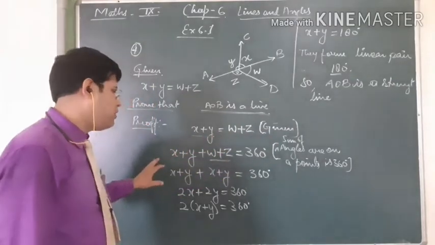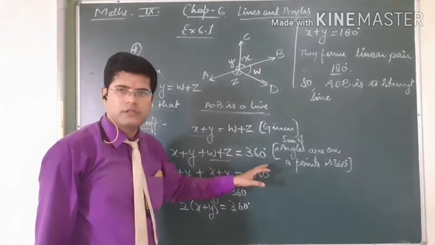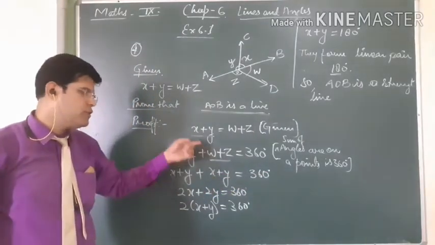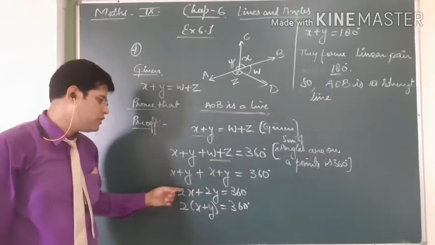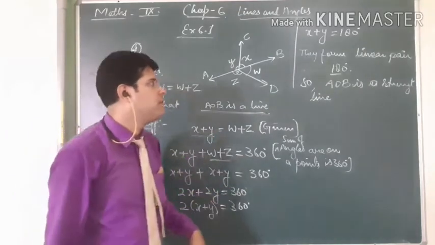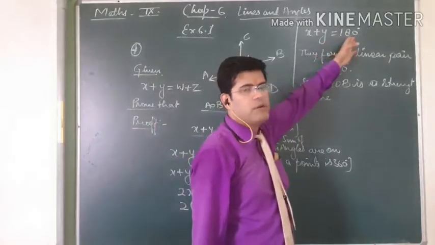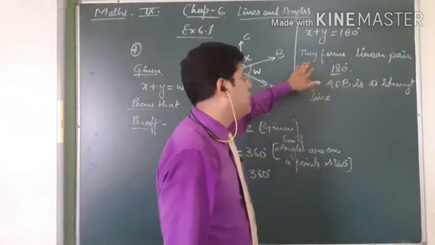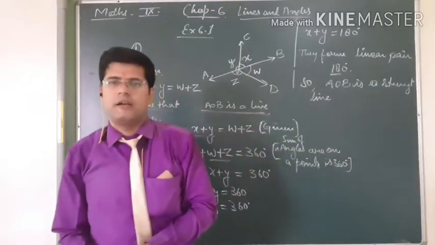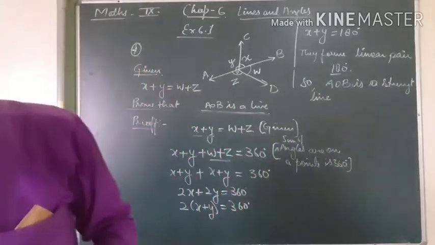So when we take all the parts together, it will become 360. So x plus y equal to w plus z. At the place of w plus z, you can write x plus y. Here 2x plus 2y equal to 360. Take 2 as common, transpose this to the other side. When we divide that 360 by 2, it will become 180. It means they form a linear pair, 180. If a thing makes a linear pair, it means that it must be a line. So it is a line.